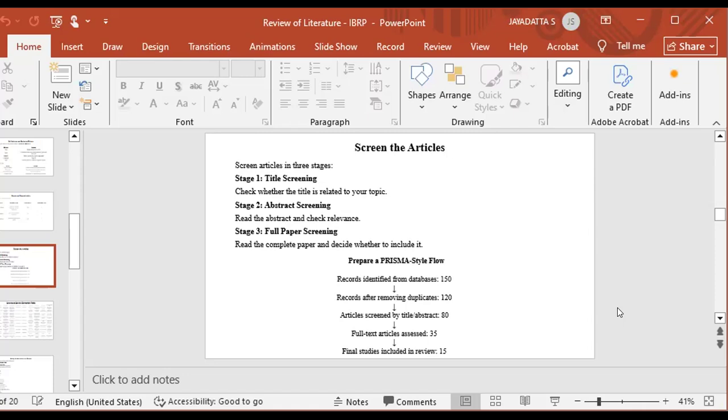So what you are supposed to do as part of the Prisma style flow, you are supposed to record the identified aspects from databases, like 150. You identified 150 records. After removing the duplicates, it will be 120. A duplicate will be a similar kind of study, only the city is different, right? A study on consumer perception, consumer buying behavior towards Decathlon Sports Apparels Limited in Hubli. It can be again done in Erode, somewhere in Noida. It can also be done in Kolkata and somewhere in Gujarat also.